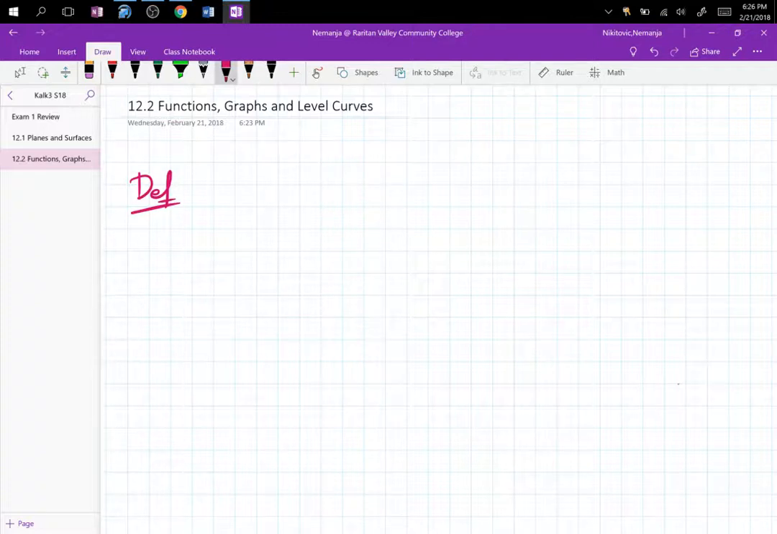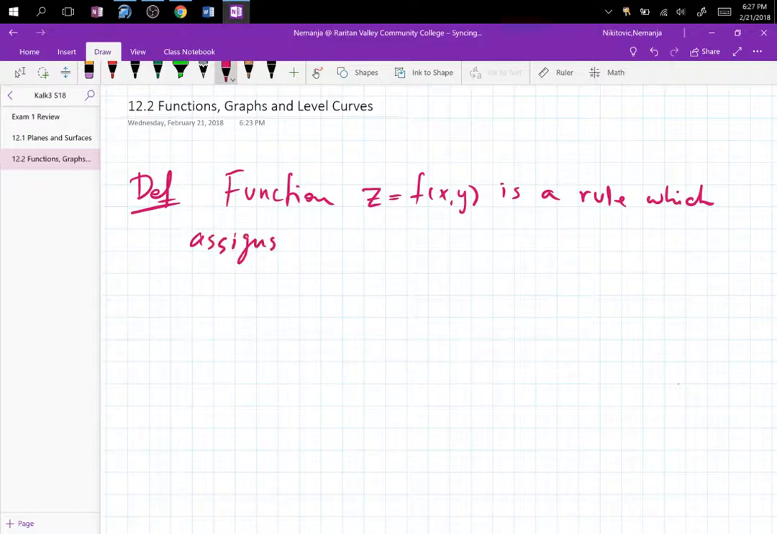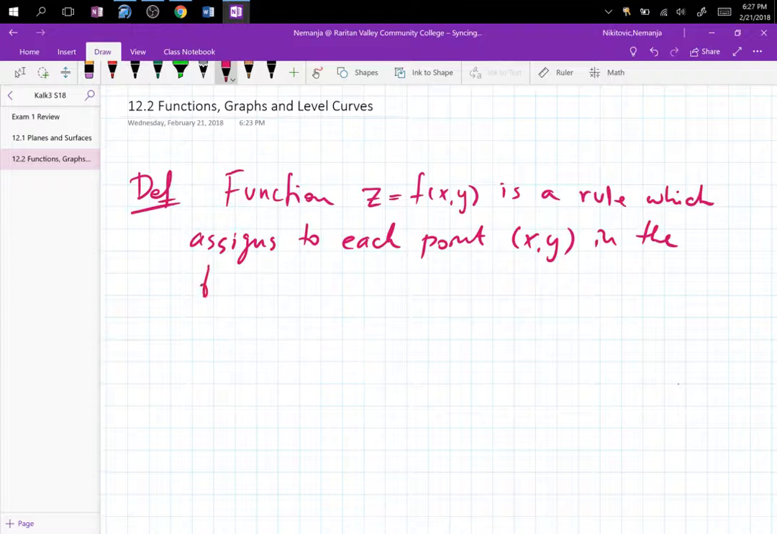So, a function z equals f of x y is a rule which assigns to each point x y in the domain a unique z in the range.